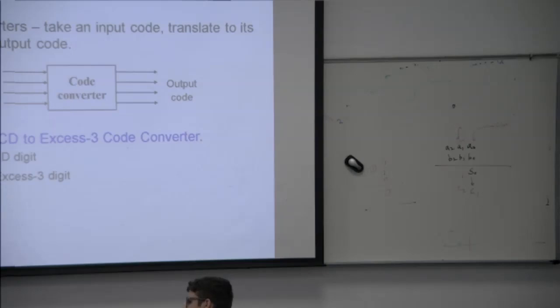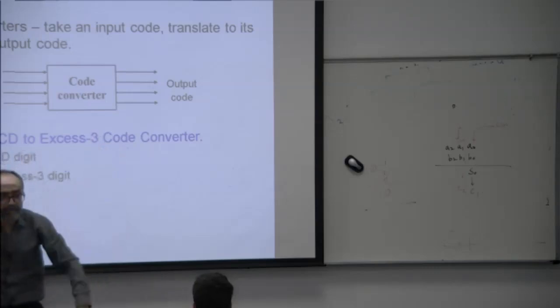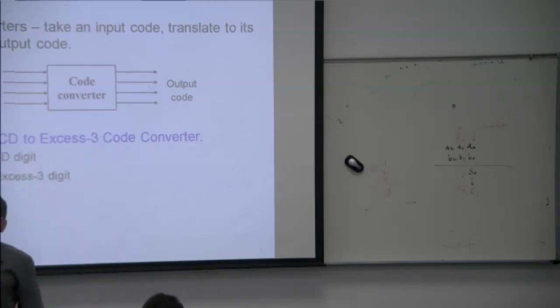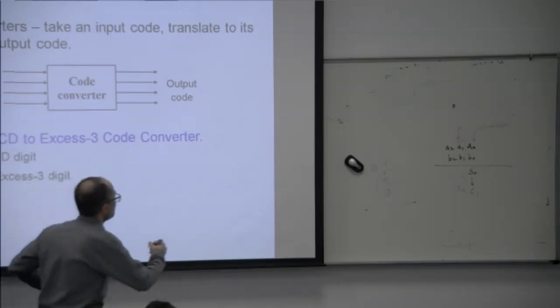What is the valid range for BCD? 0 to 9. What is the invalid code? 10 to 15. What is the valid range of XS3? 3 to 12. What are the invalid codes? 0, 1, 2, 13, 14, 15. Got it? Now everyone, please take pen and pencil. The input is BCD and the output is XS3. Draw the truth table.